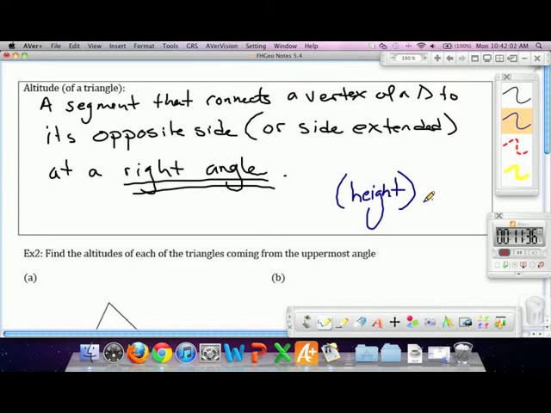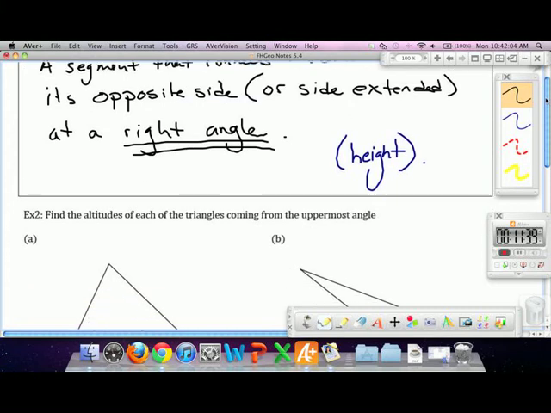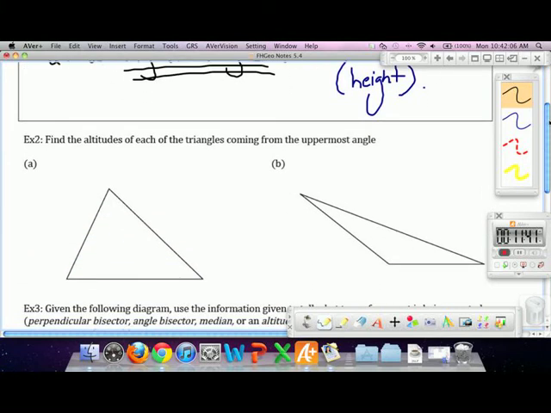So let's create some. How about we draw one in? Find the altitudes of each of the triangles coming from the uppermost angle. So here's my uppermost angle. I'm going to draw an altitude, or connect this point to this side at a right angle. Point, side, at a right angle. Altitude. This segment would be the altitude of this triangle.